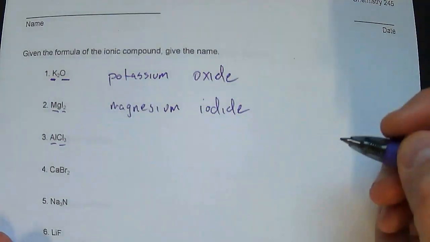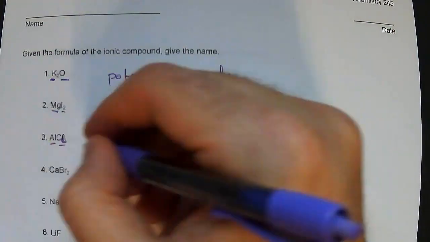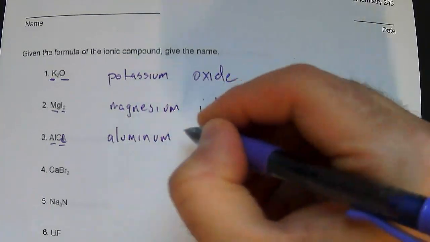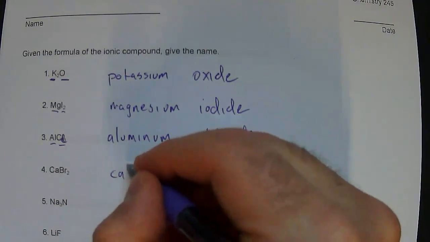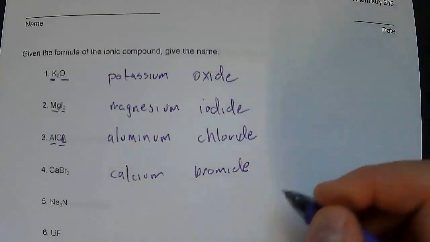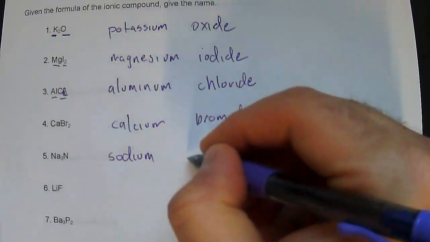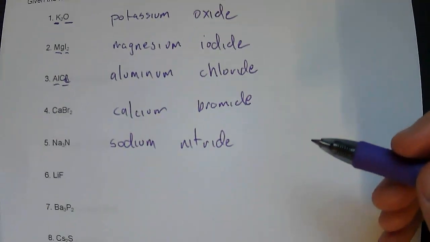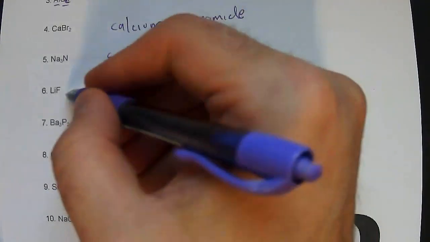So magnesium iodide. AlCl3, that's just so you know, it's just like that. So AlCl3, aluminum chloride. Okay, calcium bromide. Okay, sodium nitride. Okay, I know sometimes these endings are a little weird, so you just have to kind of get used to them.